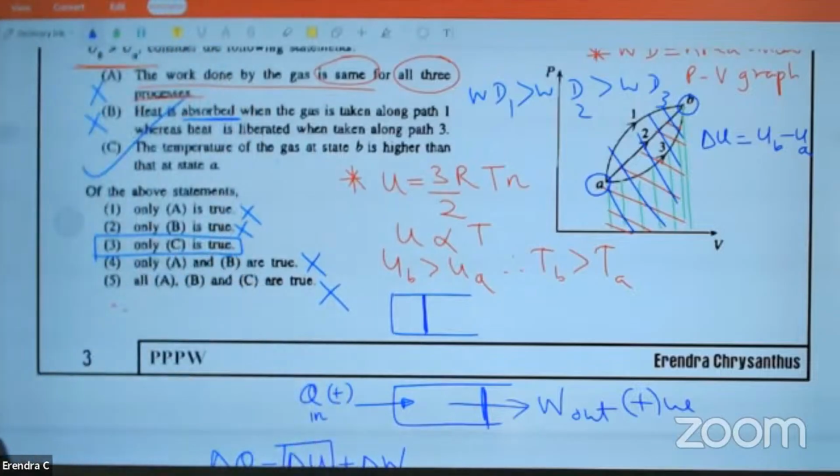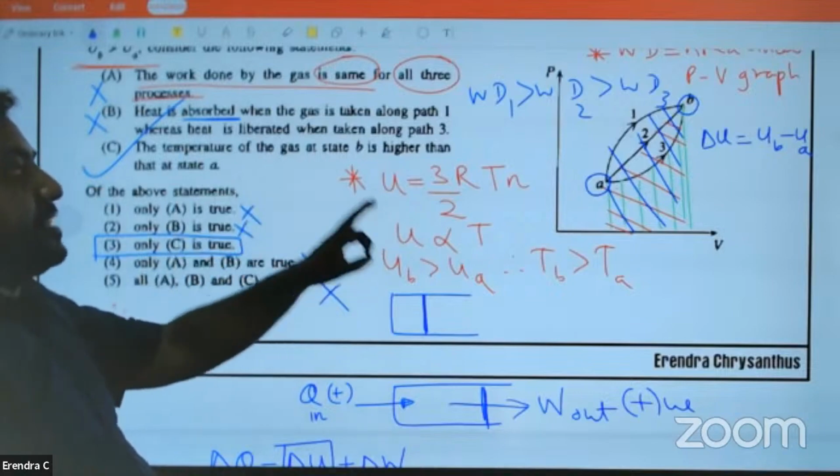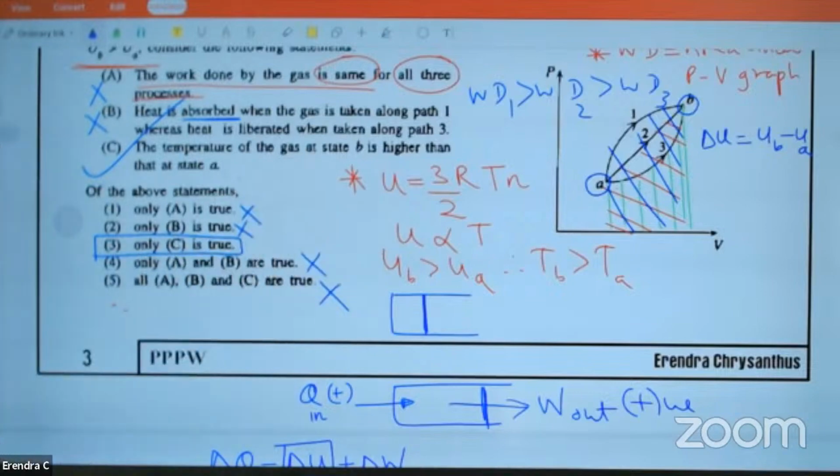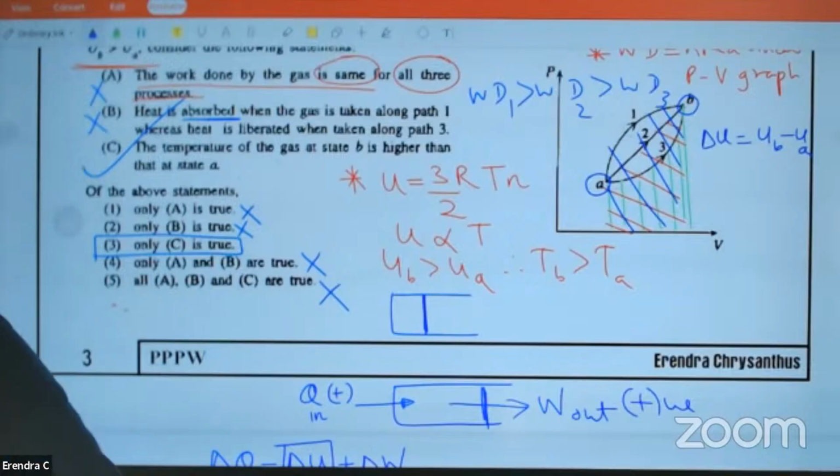Right there, internal energy depends on the absolute temperature.